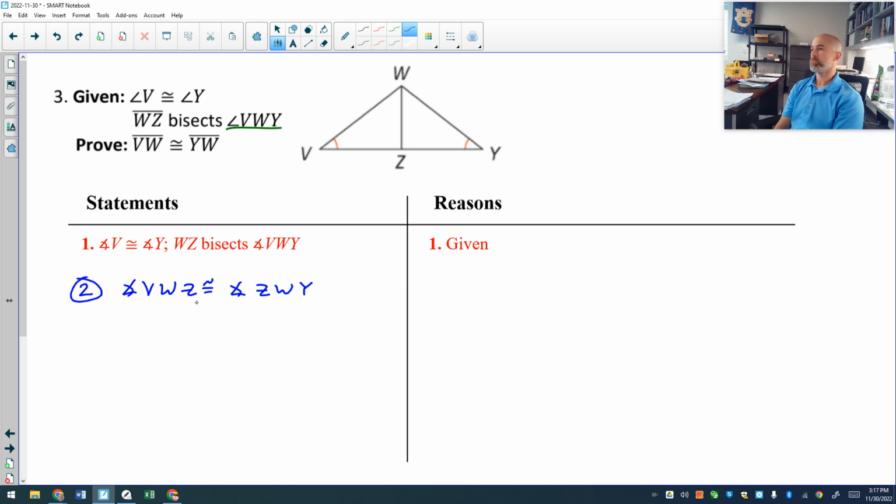So that would be definition of angle bisector? Yep. Definition of angle bisector. You can just say bisector. That's fine. Good. So I have this angle is going to be congruent to this angle. Angle side. We have to make sure we write the side congruent though. WZ will be congruent to itself.